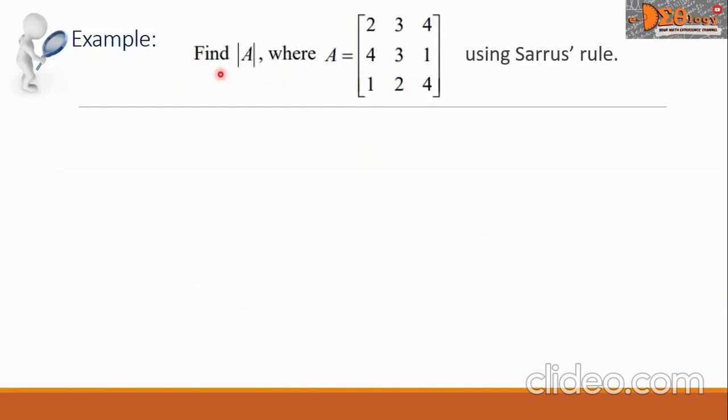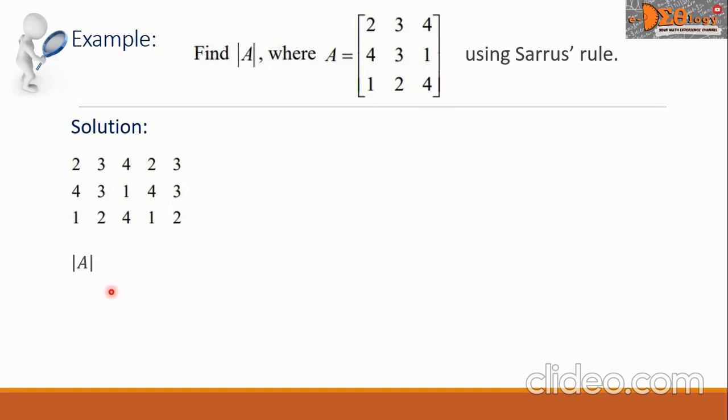Example, find determinant of A, where matrix A is given here using Sarrus rule. For our solution, first we are going to copy the same matrix down here. Then we identify the first two columns and we will copy these two columns on the right side, just like this.